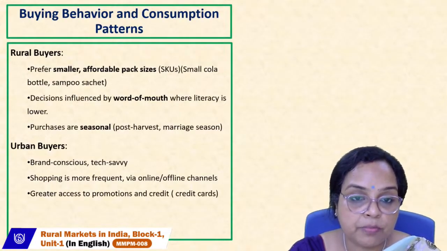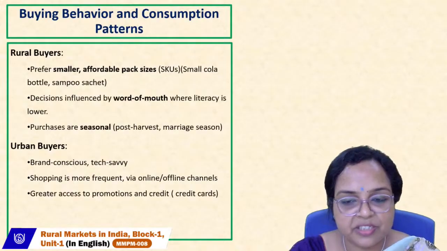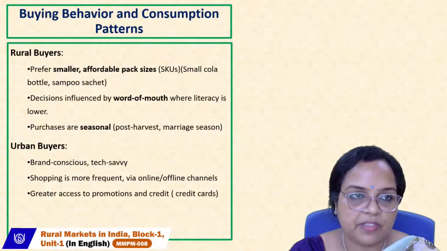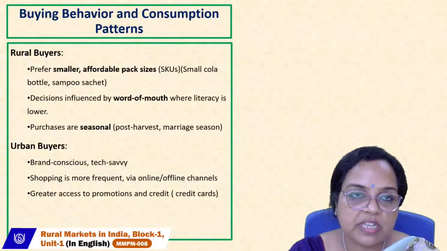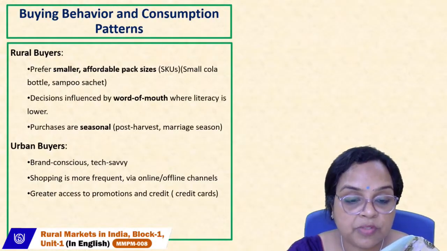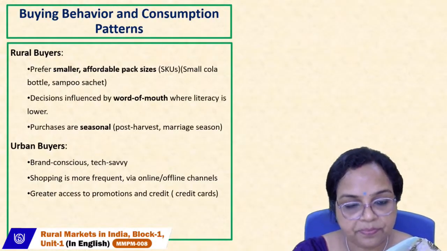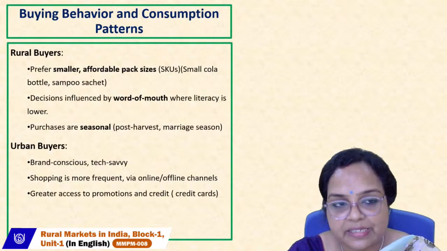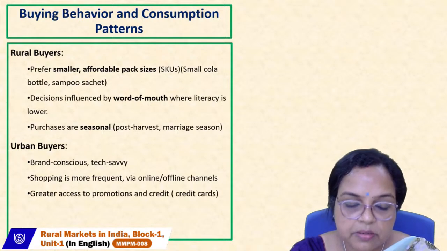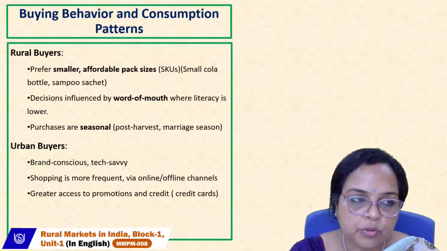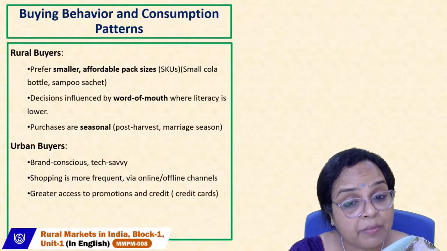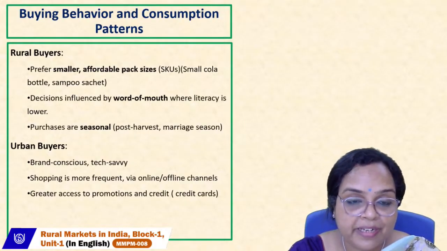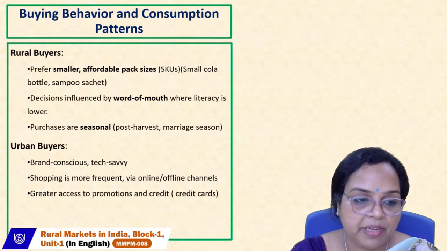Decisions are influenced by word of mouth in the rural belt because literacy is lower. If someone has purchased a TV, the neighbors come and check whether the TV is good or bad. Then when they decide to buy a TV, they always take feedback through conversation with their neighbors for their buying decision. Purchases are seasonal in the rural belt, as I discussed. During harvest time, they have money in their pocket and they go for buying decisions. They also buy in marriage season. So rural buyers have three factors for their buying behavior.